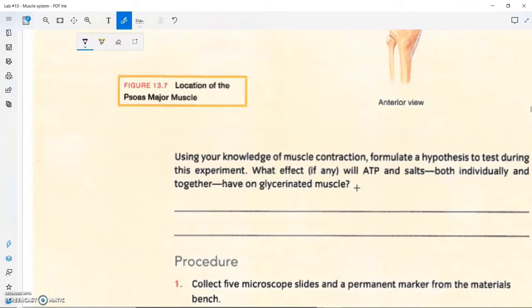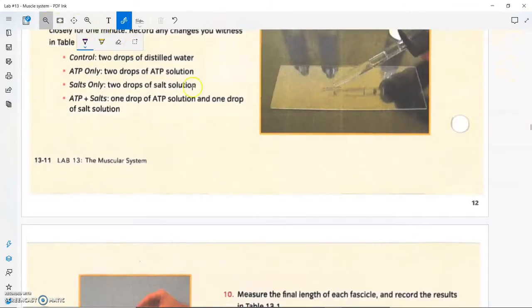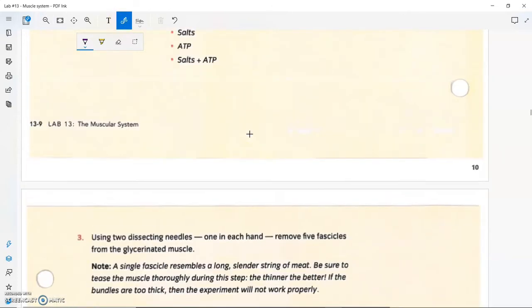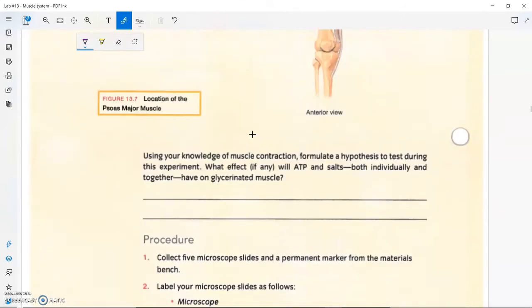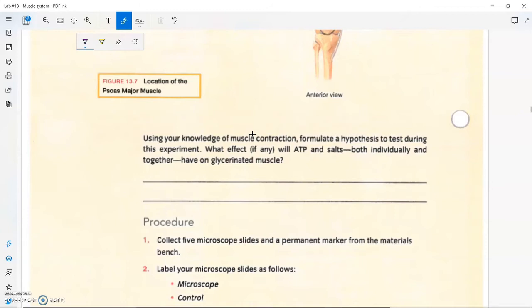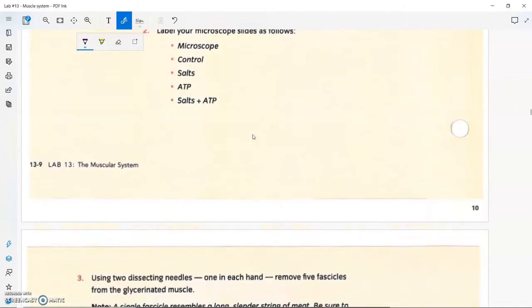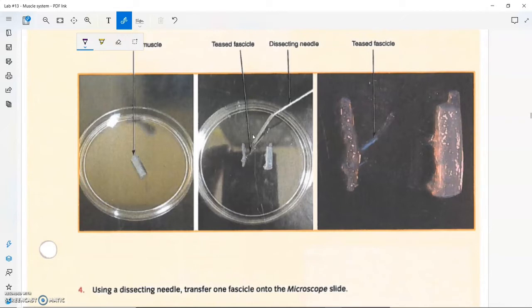So for obvious reasons, we cannot observe a muscle contraction in this lab, but we're going to formulate a hypothesis. Otherwise we would take a fragment of a muscle, and we would add ATP only, salts only, and ATP with salts, and see if any of these will stimulate the contraction of glycerinated muscle. And we will propose the hypothesis that we need both ATP and salts to stimulate the contraction of a glycerinated muscle. So this is how it looks.